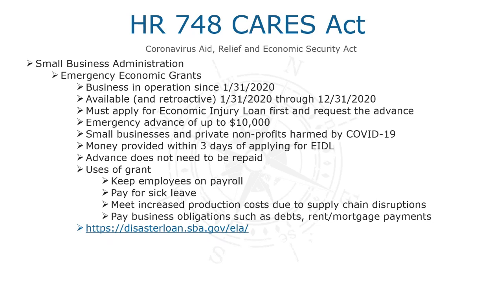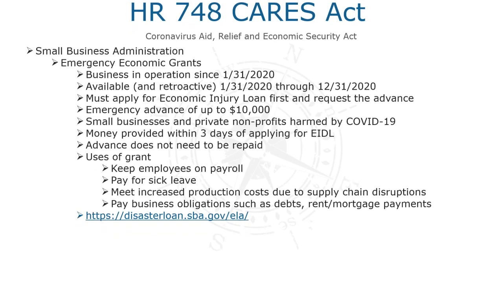You can use it to pay for sick leave. We know from the Families First Act that there's some sick leave that we've got to work through that we may not have been accustomed to doing before. Also meet increased production costs due to supply chain disruptions, and pay business obligations such as debts, rent, mortgage, things like that. So again, disasterloan.sba.gov.